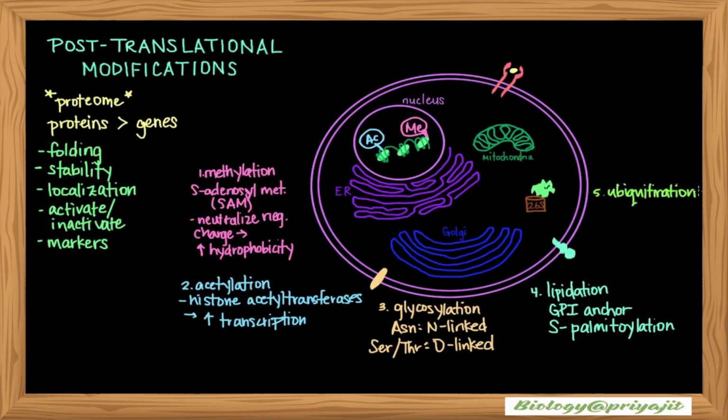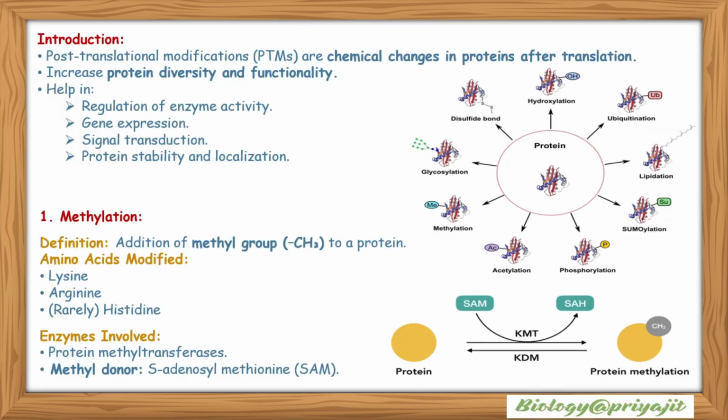Today we will uncover post-translational modifications, the molecular finishing touches that transform simple proteins into powerful functional molecules. Post-translational modifications can be introduced as PTMs, and they are basically chemical changes in protein which occur after translation. This process increases protein diversity and the functionality of proteins. The process also helps in regulation of enzyme activity, gene expression, signal transduction, protein stability and localization.